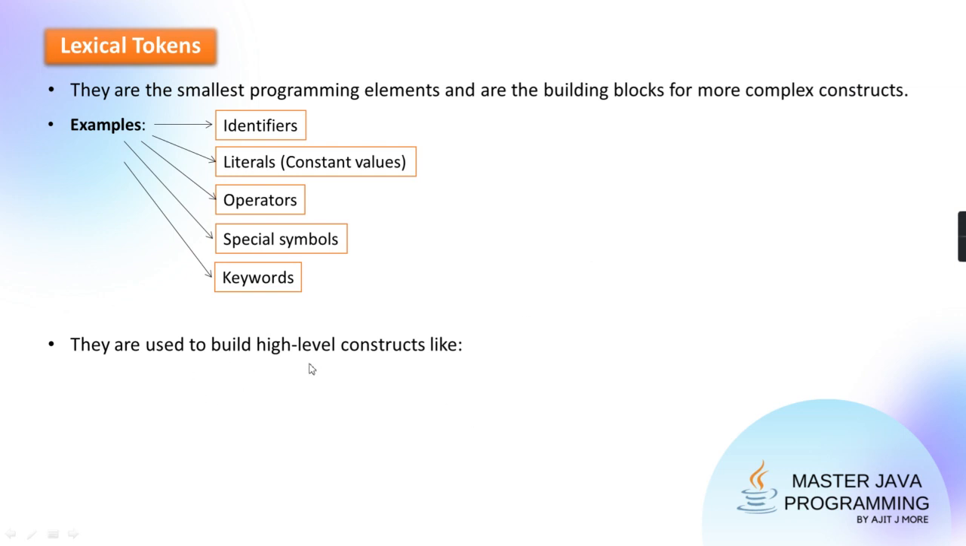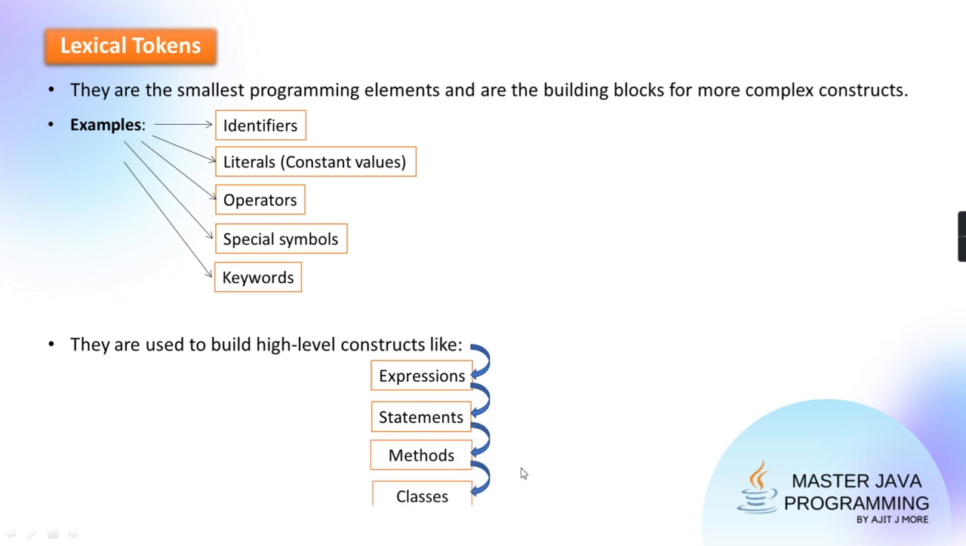And are they arranged using some grammar to form bigger constructs? Yes, correct. They are used to build high-level constructs. We'll build expressions, then from expressions, statements, from statements, methods, from methods, classes. So first these tokens are used to build expressions. From expressions we make statements. Many statements form a method. Many methods are put into a class. This way big constructs are built. Now, all these lexical tokens we have to discuss one by one, and the first one we are going to discuss is identifiers.